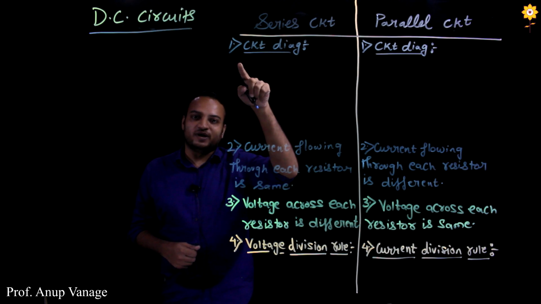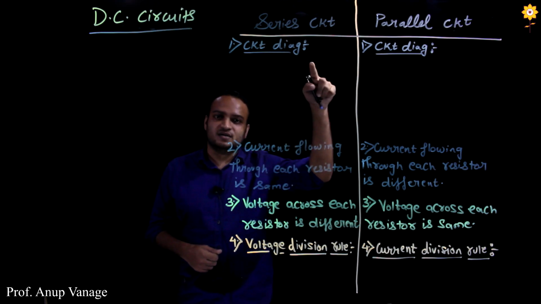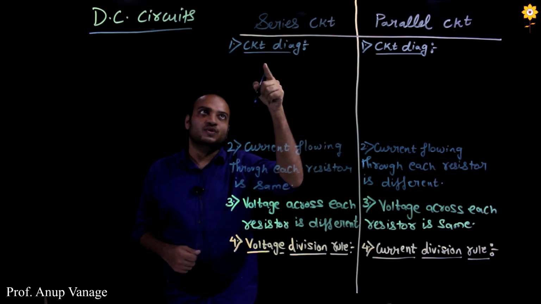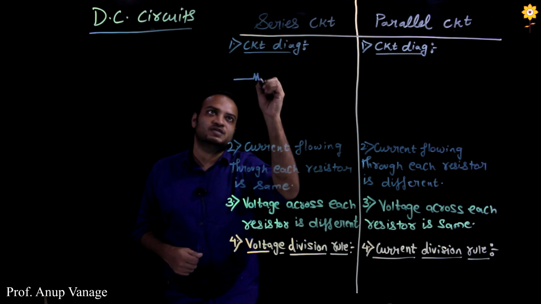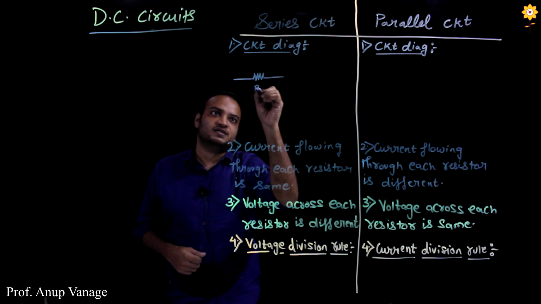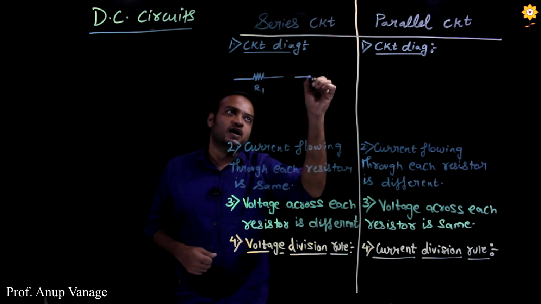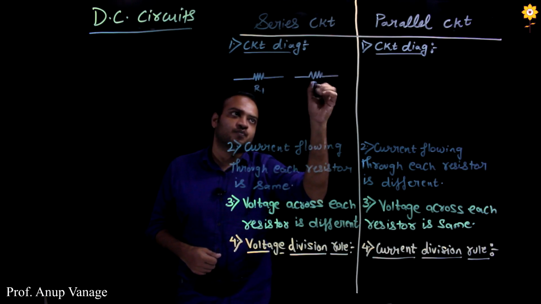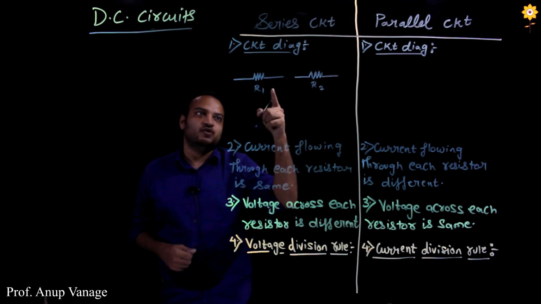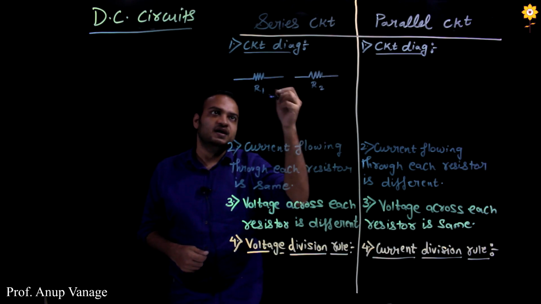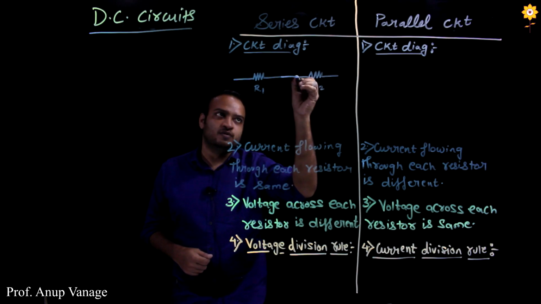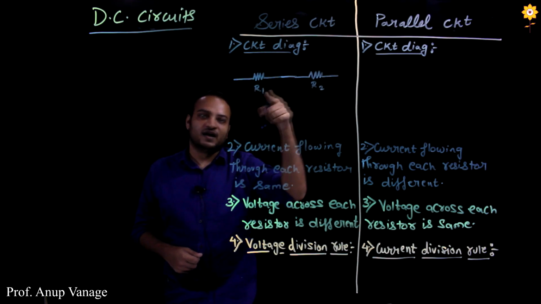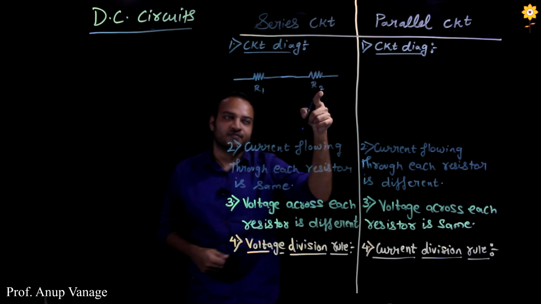So the very first point, let's see how a series circuit looks. When I am going to draw a series circuit, for example, if I have two resistances R1 and resistance R2, if I want to connect these two resistances in series, I will have to connect the end of the resistance R1 with the starting point of R2. In this manner I can connect R1 and R2 in series.